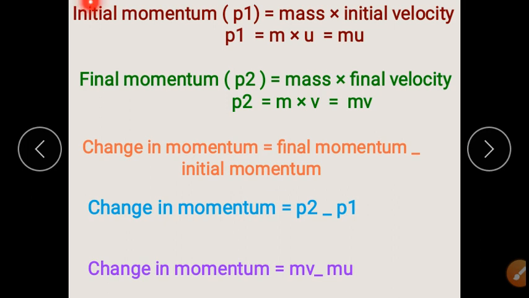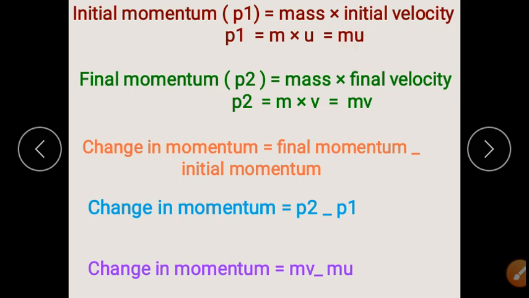What is the value of initial momentum? Initial momentum we can represent using P1. You know momentum is represented using the letter P. Therefore, since it is initial momentum, let us use P1. And what is momentum? Momentum is mass into velocity. Since it is initial momentum, let us write mass into initial velocity. Therefore, P1 equals mass m into initial velocity u. You will get P1 is equal to mu.